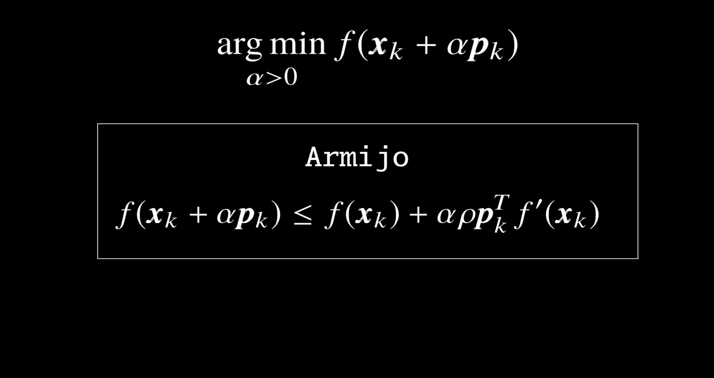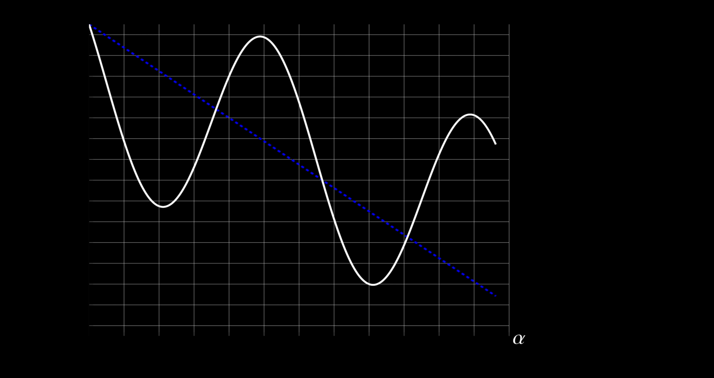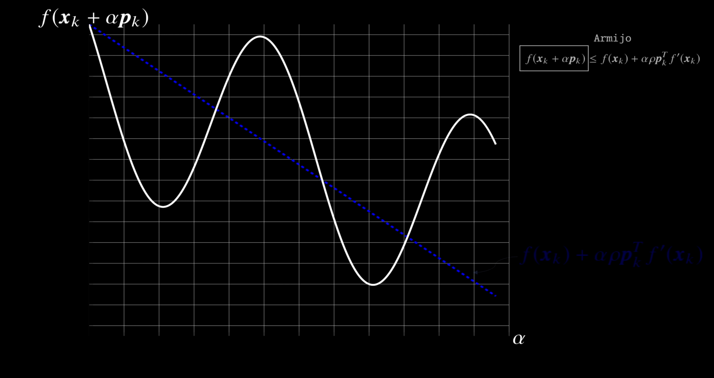Of course, looking at this condition as is might not reveal any insights, but geometrically it looks very beautiful. Let me show you how. So the x-axis represents alpha, and the white curve is the function f of xk plus alpha pk, namely, the lower bound in the Armijo condition, and the blue dashed straight line is a linear function in alpha, which is the upper bound in the Armijo condition. Now, analyzing the condition, we require that the white curve be below the straight line.